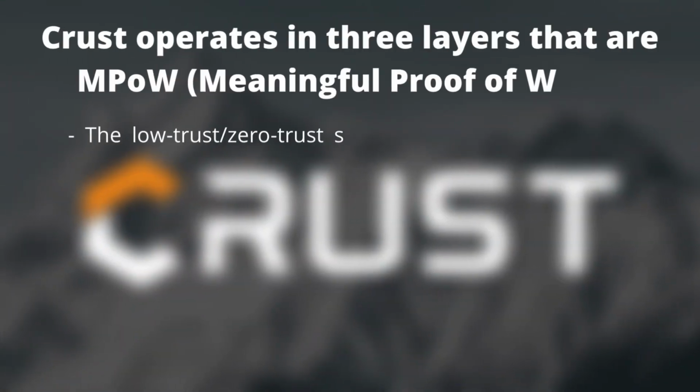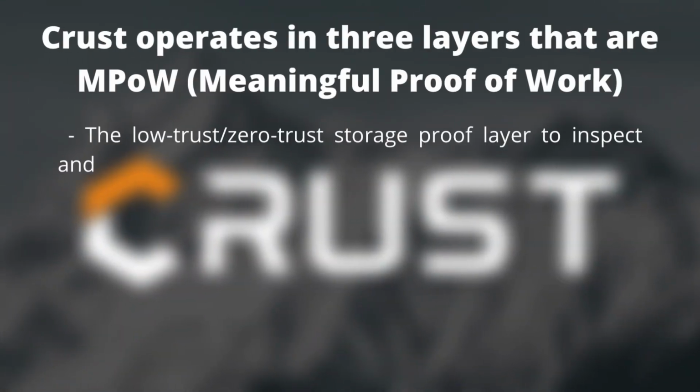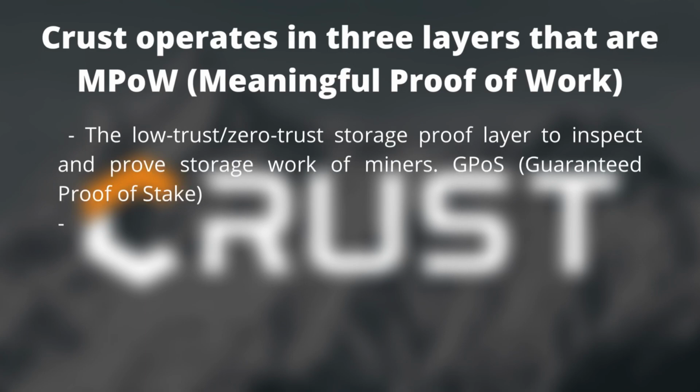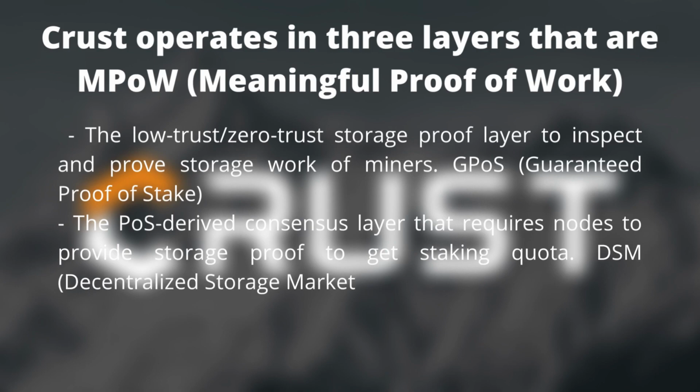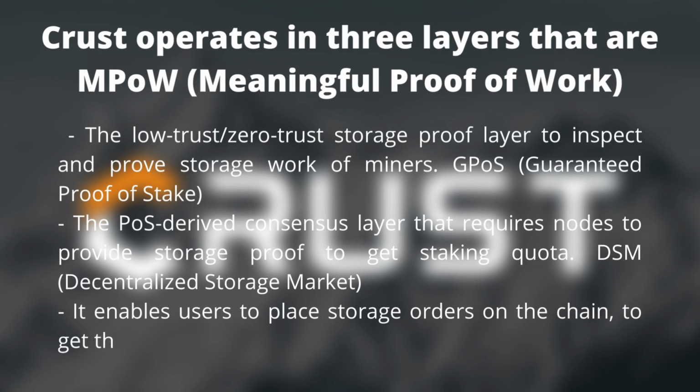How Crust works. Crust operates in three layers that are MPOW, meaning full proof of work, the low trust, zero trust storage proof layer to inspect and prove storage work of miners; GPOS, guaranteed proof of stake, the POS derived consensus layer that requires nodes to provide storage proof to get staking quota; and DSM, decentralized storage market. It enables users to place storage orders on the chain to get their data stored and distributed in Crust Network.